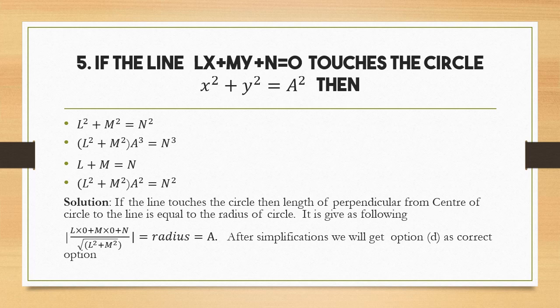So all you need is a strong basic foundation. They have told that the line touches the circle. Therefore, I took the center of the circle, then I thought of connecting the center with the tangent of this circle, that is, the length of the perpendicular from the center of the circle to this line is nothing but the radius of the circle, and I have used this concept.